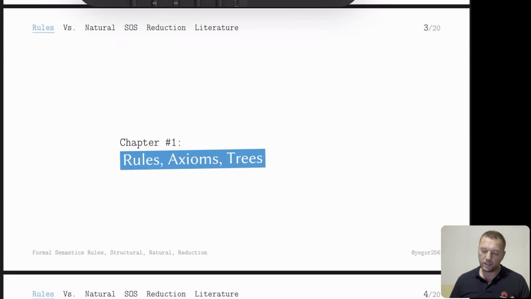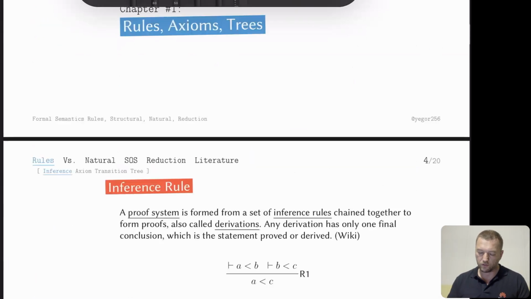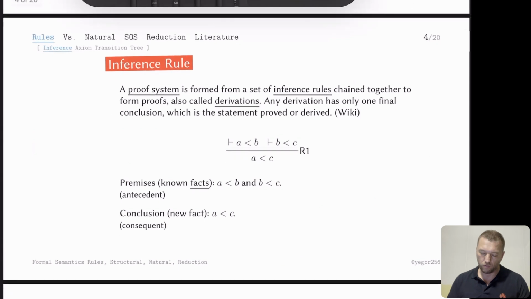We're going to use three things: rules, axioms, and trees. So first of all, inference rule. Again, maybe some of you already know this, maybe from other courses, but I'm still going to recap it. A proof system is formed, these are quotes from Wikipedia, from a set of inference rules chained together to form proofs, also called derivations. Any derivation has only one final conclusion, which is the statement proved or derived.